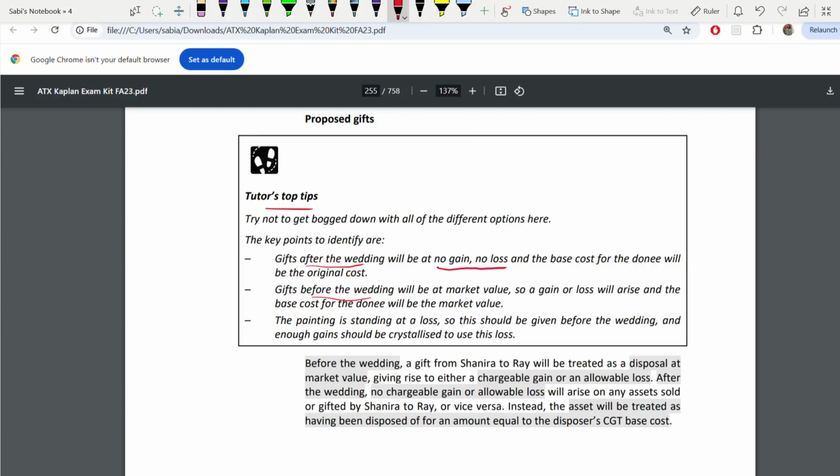Any transfer will be at no gain, no loss. So the base cost for the donee will be the original cost of the donor. A gift before the wedding will be at market value. There will be a gain or a loss, and the base cost for the donee will be the market value.